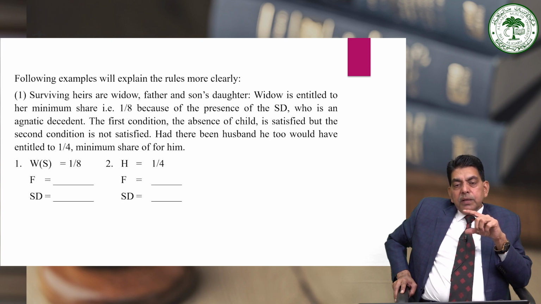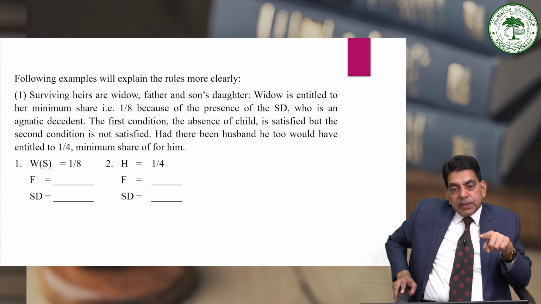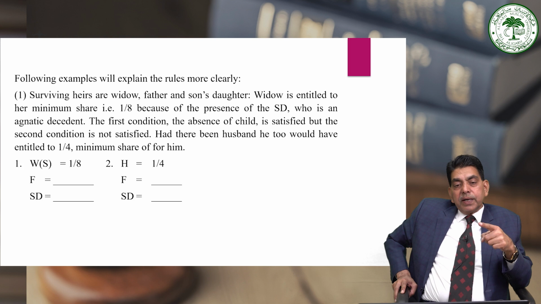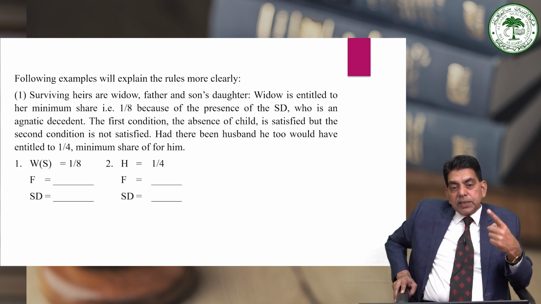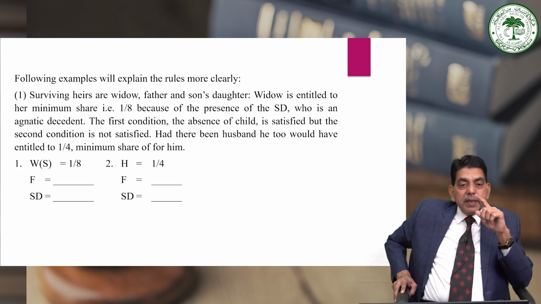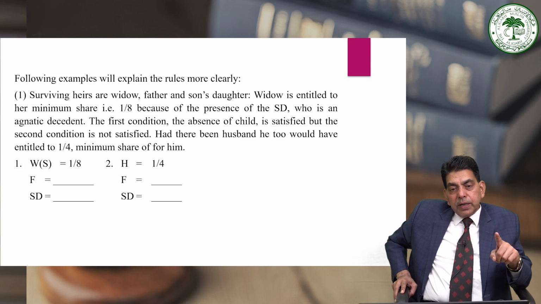the deceased has left no child: no son, no daughter, and no agnatic male or female descendant, no son's son, no son's daughter, howsoever high or low. In this example, deceased W has left husband, father and son's daughter. There is an agnatic female descendant. From the category of the descendants, there is SD. The presence of the SD will reduce the entitlement of the husband, will make the husband entitled only to the minimum share, that is 1/4.